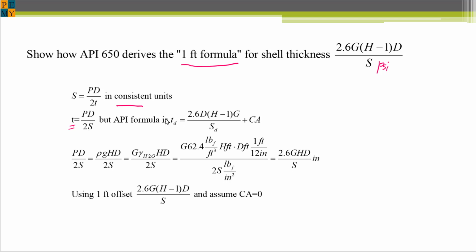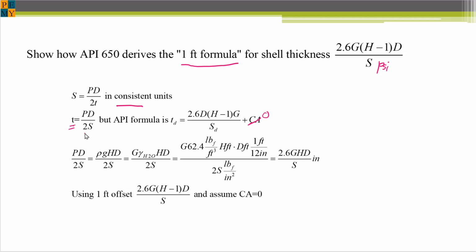But note that the API formula, thickness design, is equal to 2.6 D times H minus 1 times G over S sub D, plus corrosion allowance. How do we get this? Well, we can first cancel this out because that's just a fat factor for extra steel that you want to add when you order the tank.